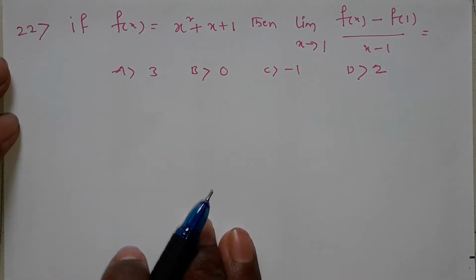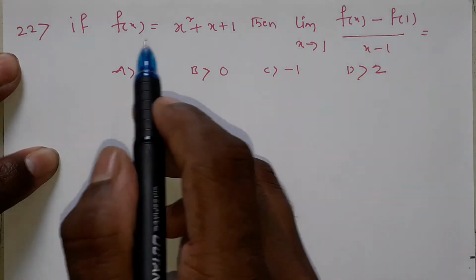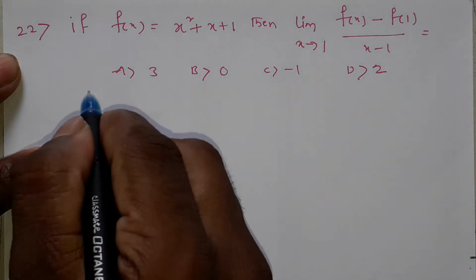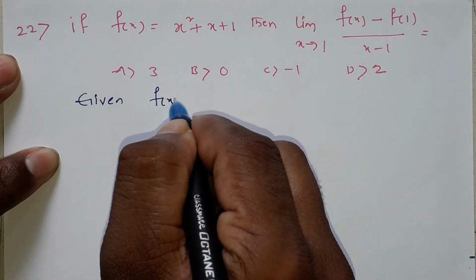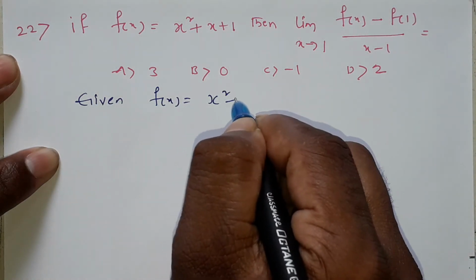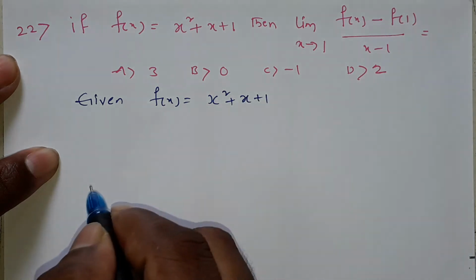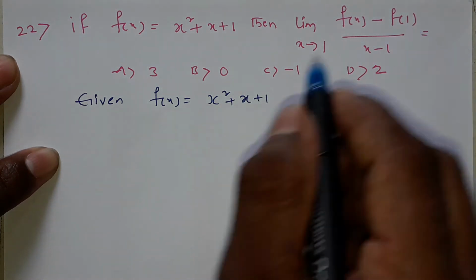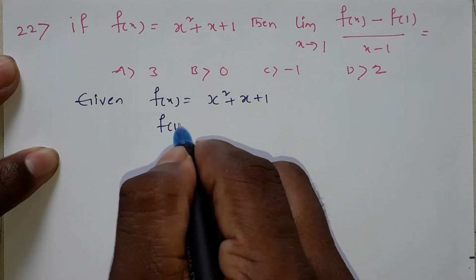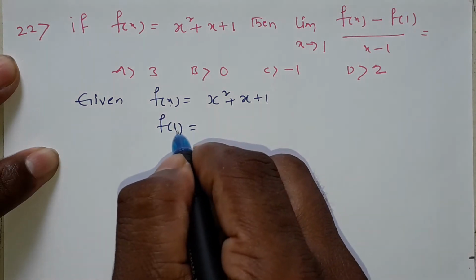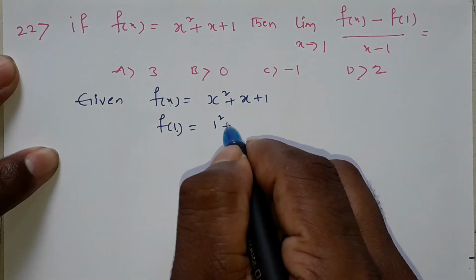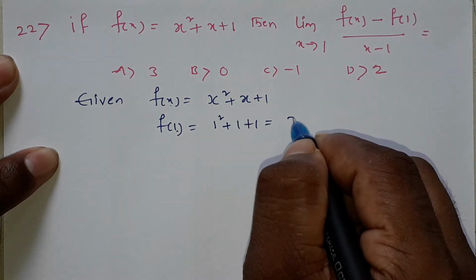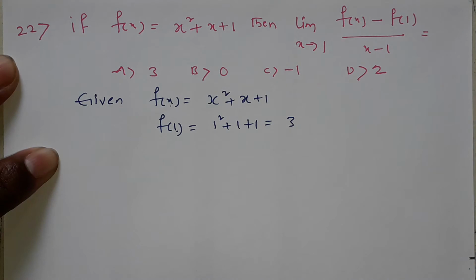Simple, the same kind of question, but here functions are used. In place of f of x we write the given expression. What is given? Observe. f of x is equal to x square plus x plus 1. Similarly, we want the f of 1 value. f of 1 is equal to what? In place of x we take 1: 1 square plus 1 plus 1. f of 1 value is 3.